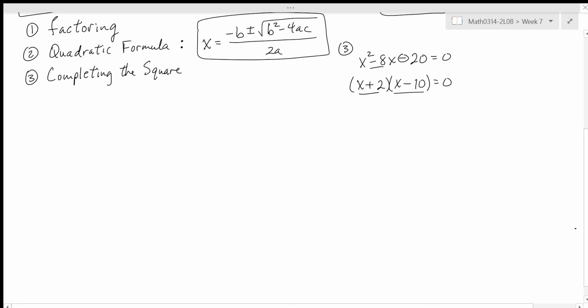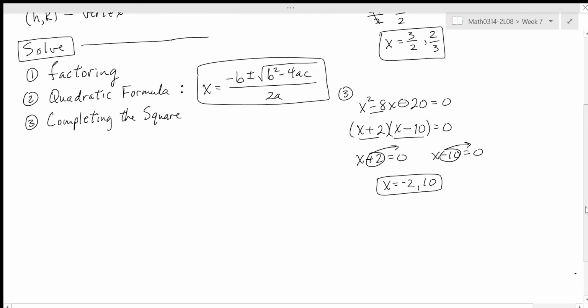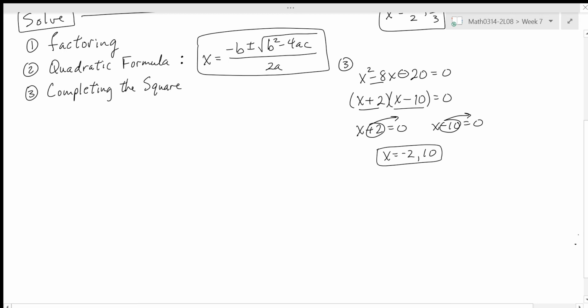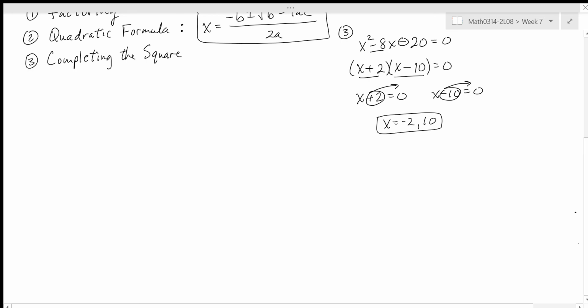And so now we can set each factor equal to 0. And so moving the 2 over and moving the minus 10 over. And how many answers did we get? And how many answers on the previous one? And does every quadratic have 2 solutions? Yes, it does. Every quadratic has 2 solutions. Does every quadratic have 2 solutions? Yes, it does.